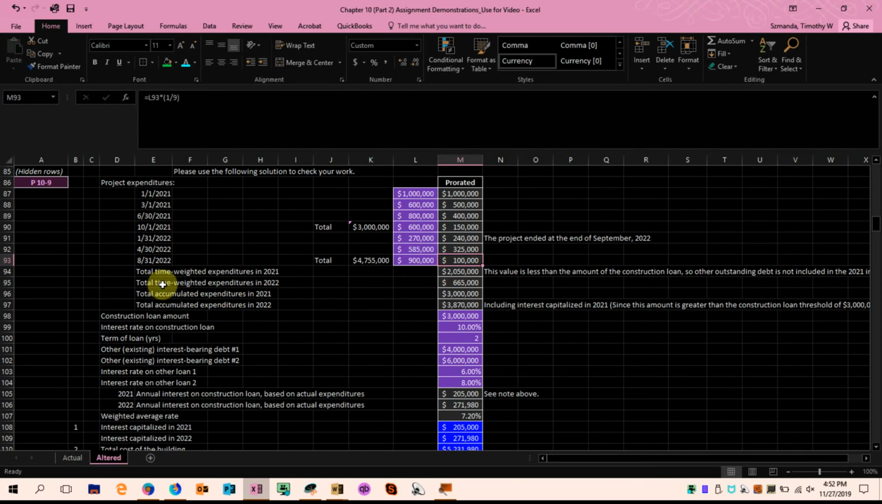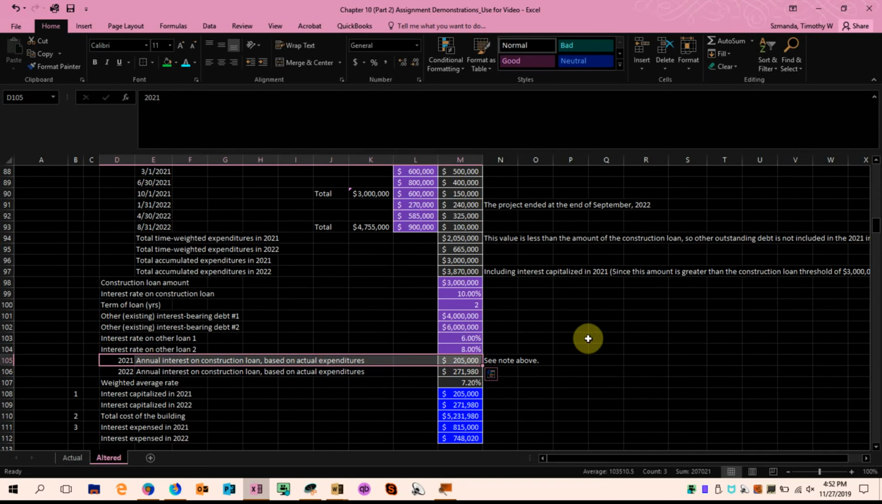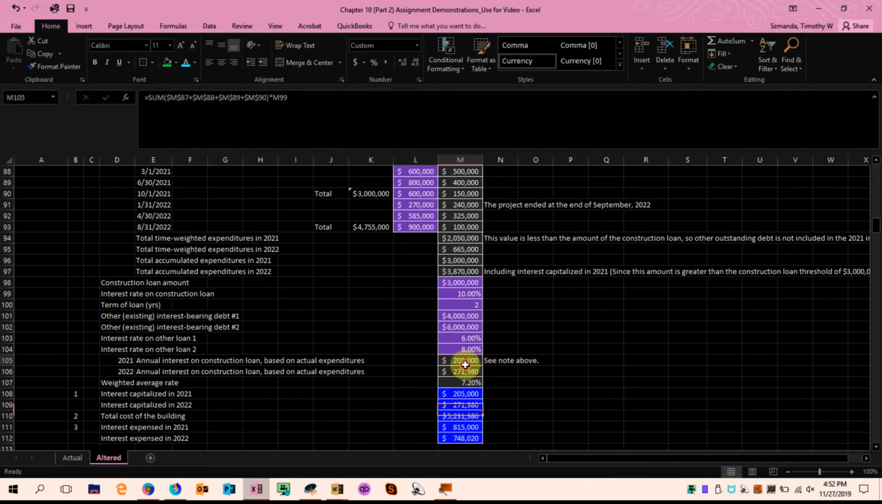One of the things I did is added the time-weighted expenditures for 2021. Since this amount falls below the $3 million construction loan, remember this loan was taken out strictly for the purpose of building this office building, then we don't need to consider the other 2 loans in year 1. Let's look at the amount of interest to be capitalized in 2021. And again, it's going to be based on expenditures because that's less than if it were based on the outstanding loan amount. So in this case, we arrived at $205,000.